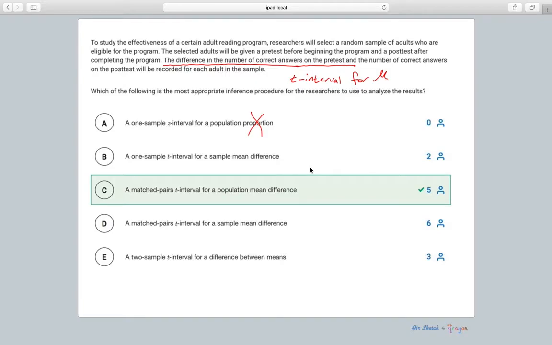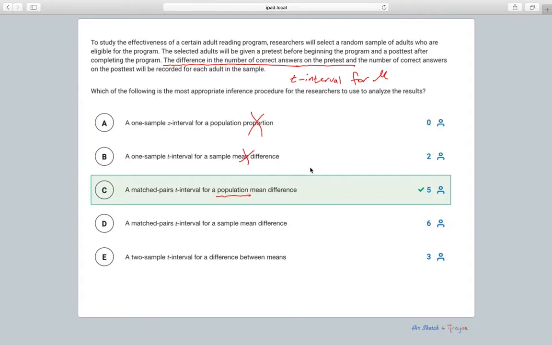All right, so a one sample t interval for a sample mean difference. Not a test. That actually is just kind of a word salad. It's not any kind of a test that we have gone over. So the answer is a matched pairs t interval for a population mean difference. And this was the second most popular answer.